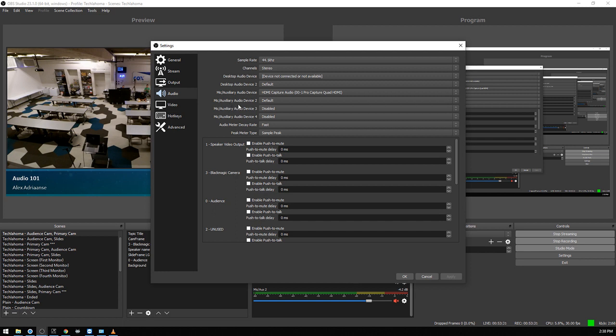Sometimes things get mixed up. Sometimes restarting OBS fixes that problem. Other times you might have to go into the settings and make sure everything looks good there.